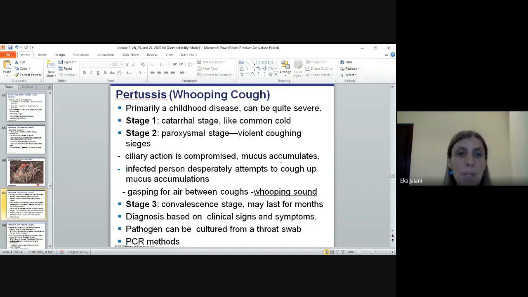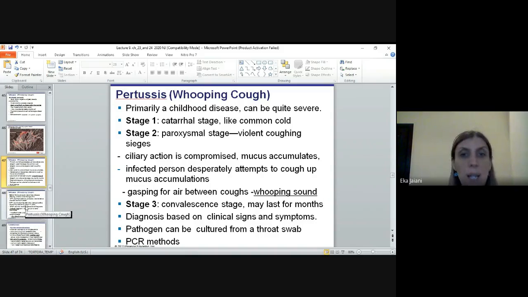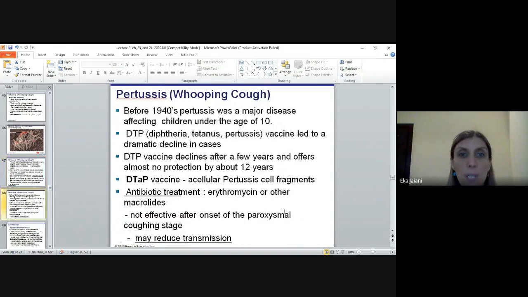Diagnosis is based on clinical symptoms. Of course, we can use some diagnostic tests like PCR, or we can culture the bacteria. Nowadays, cases of whooping cough have decreased significantly because we have this vaccine, DTP, diphtheria, tetanus, pertussis, and it's given to children. But with time, of course, this immunity wanes and a booster shot should be given.